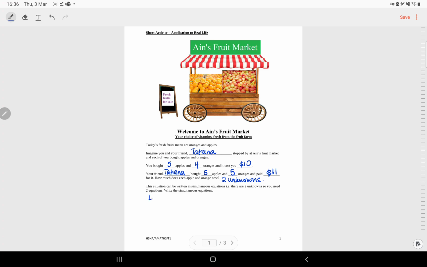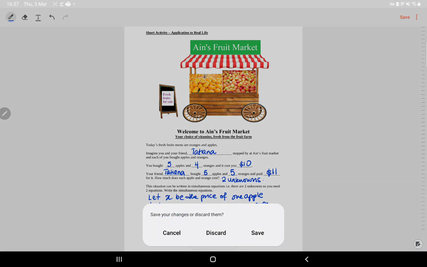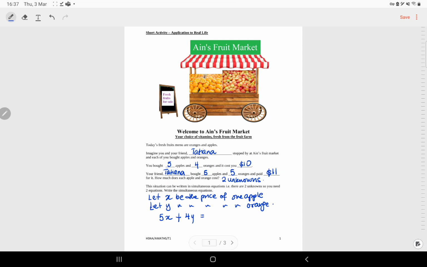Let's introduce the variables. Variables are just letters. Let x be the price of 1 apple, and let y be the price of 1 orange. So how do we model this problem into simultaneous equations? Well, you bought 5 apples and 4 oranges, so that would be 5x, because x is my apple, plus 4y, and that costs you, not O but Y, equals $10.